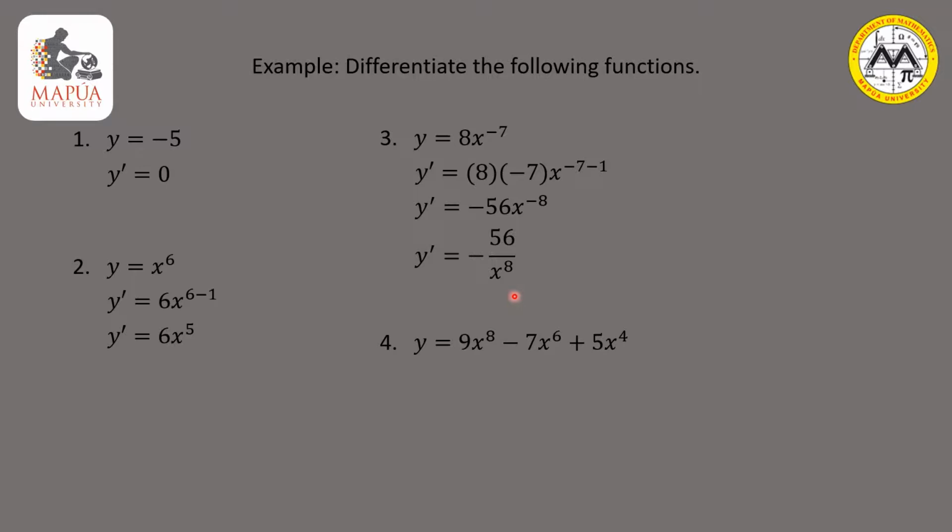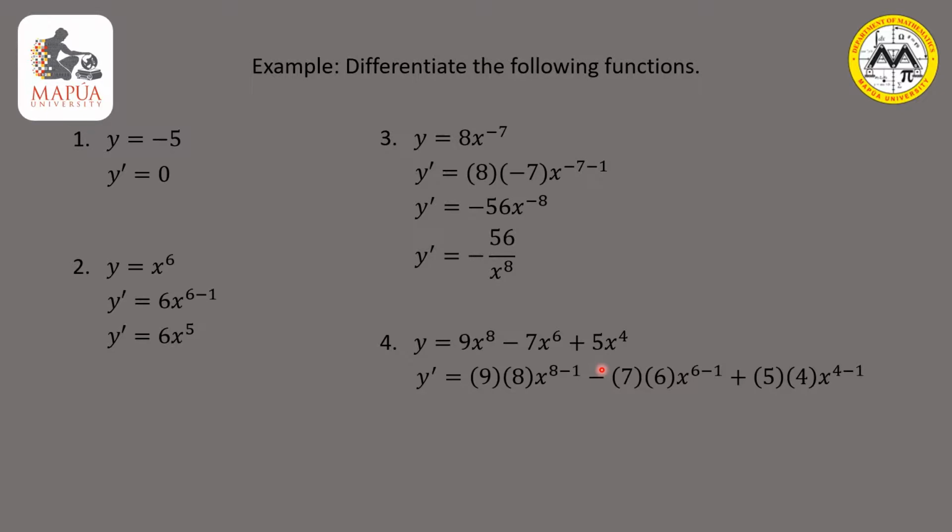Number 4 function is a polynomial function where we have a sum of a number of terms. Y is defined in terms of 9x to the 8 minus 7x to the 6 plus 5x to the 4th. In differentiating y, we will be applying the rule for differentiating a sum or the difference of functions. Hence, the derivative is obtained by adding up the derivative of 9x to the 8, the derivative of negative 7x to the 6, and the derivative of 5x to the 4th.